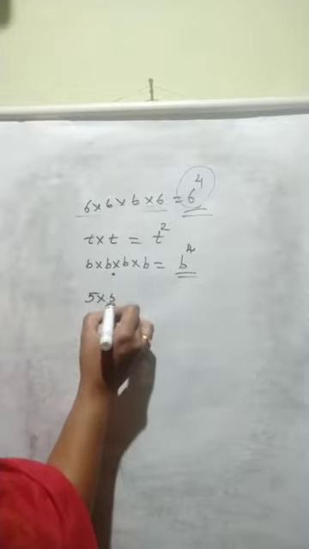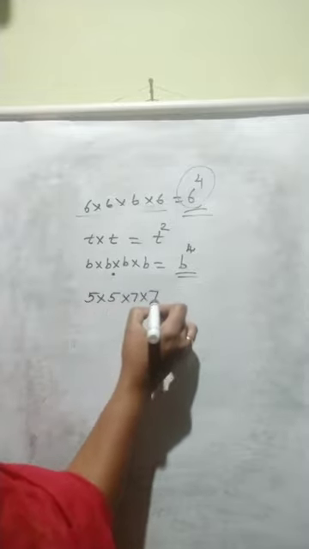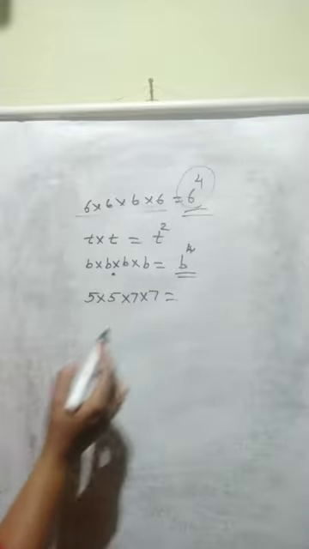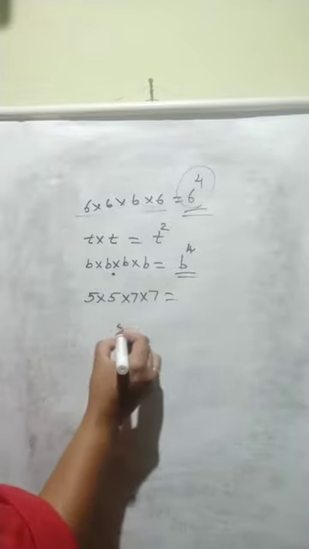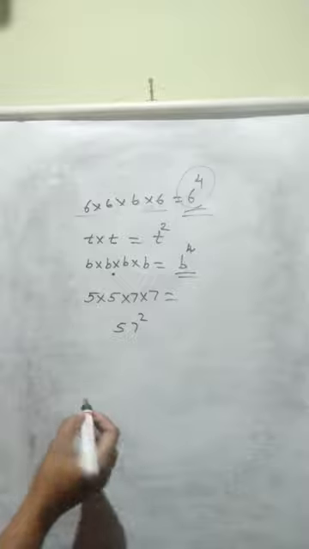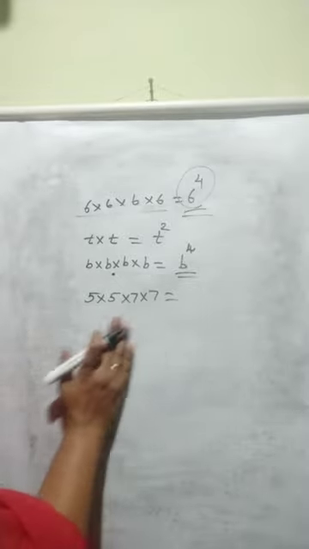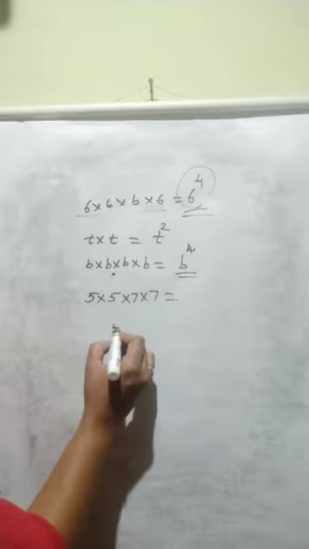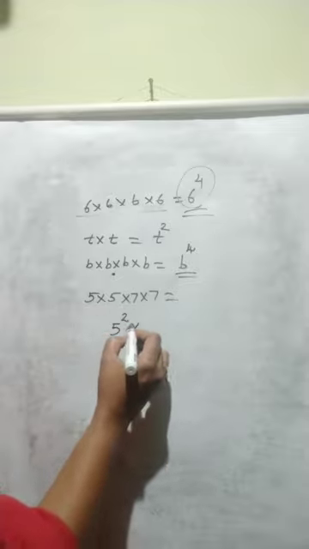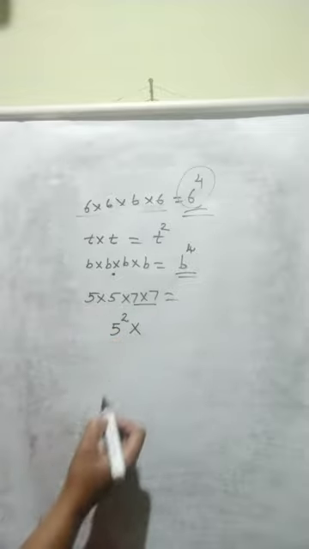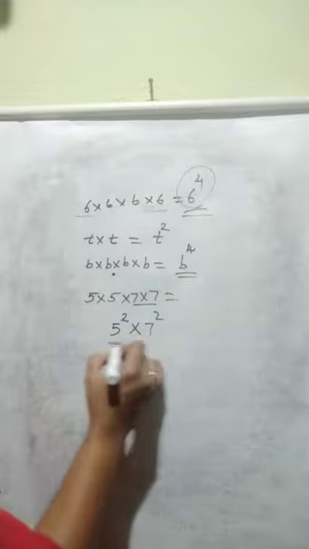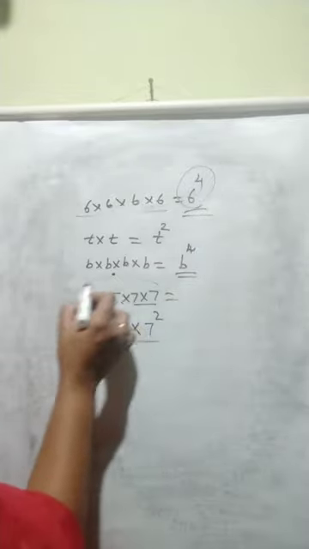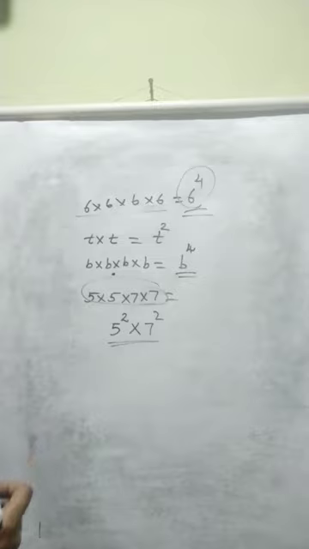5 times 5 multiplied by 7 times 7. Here 2 numbers are there. So we can't write it as 57 raised to 2. We can't write it this way. We have to write it separately. That is 5 times 5, that is 5 squared, multiplied by 7 times 7, that is 7 squared. This is the exponential form of this multiplication.